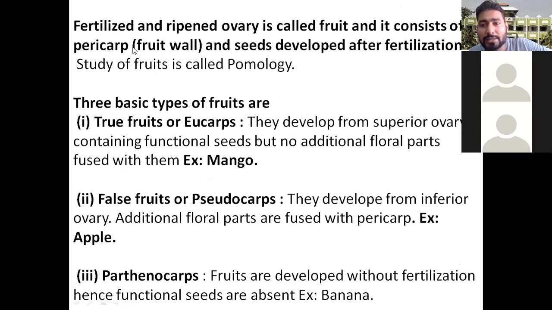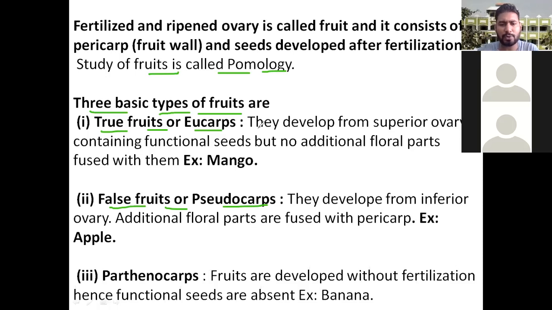And a very important point: the study of fruits is called pomology. Three basic types of fruit are, first, the true fruits, or eucarps, and second, the false fruit or pseudocarp. False fruit means this type of fruit develops from the thalamus.